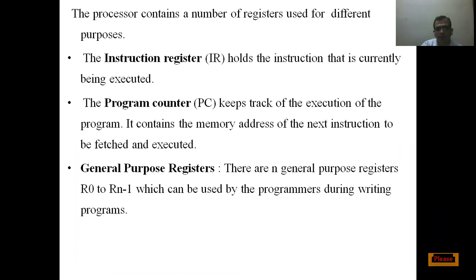The program counter keeps track of the execution of the program. It contains the memory address of the next instruction to be fetched and executed. Initially it points to the first instruction, but later it points to the next instruction to be fetched and executed. The general purpose registers, R0 to Rn-1, can be used by the programmers while writing the programs.